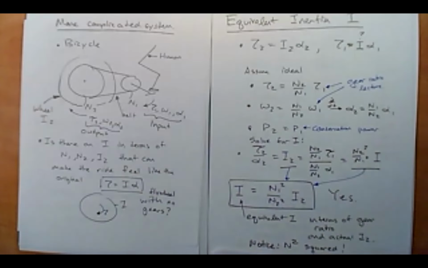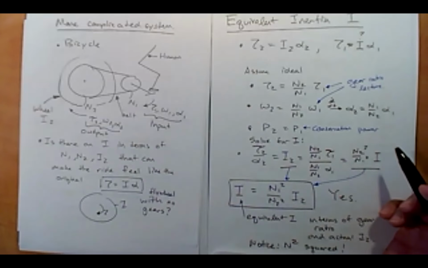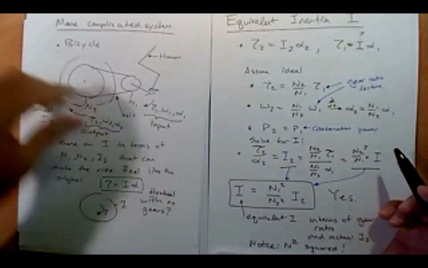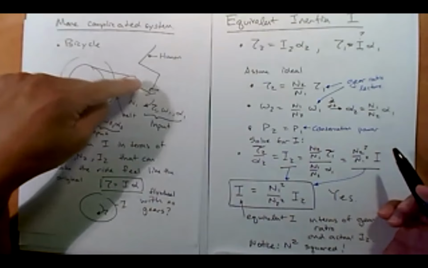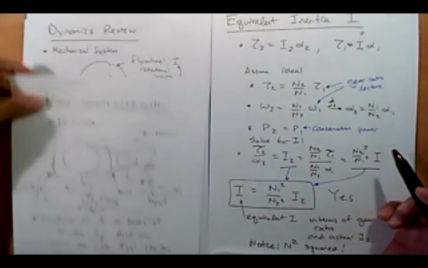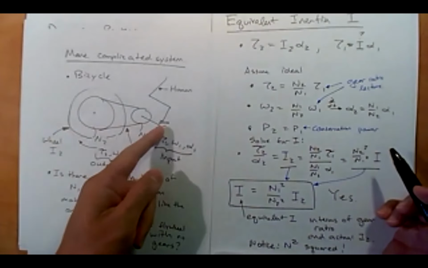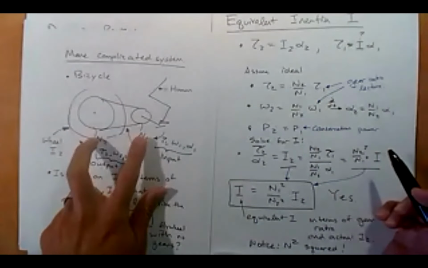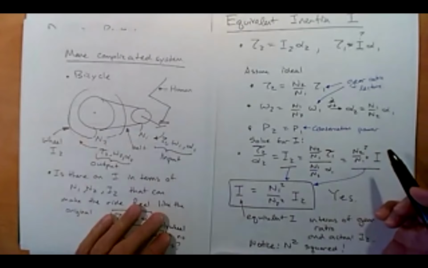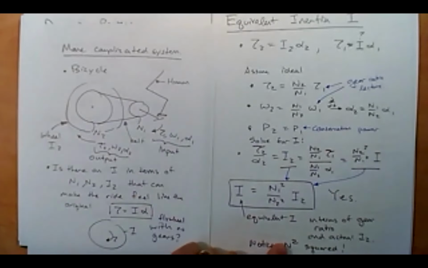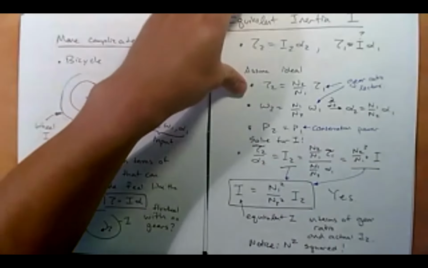And so what does that mean? Let's try to get an intuitive feeling for this equation. What it's saying is, if I want to replace this system with this system, it's like bringing this I2 over. All I have to do is multiply it by the square of the ratio, okay? And notice the n squared, the squared is important, okay?